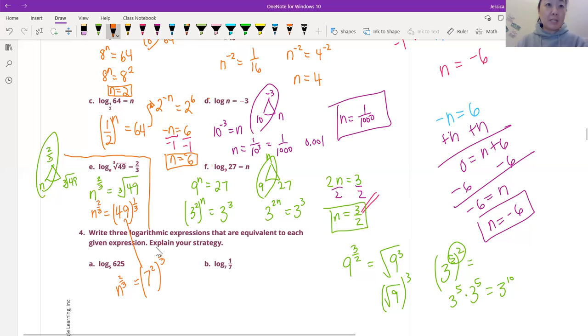So remember what we do with these exponents again? We multiply them. So that's going to be 7 to the 2/3 power is equal to n to the 2/3 power. So what's n? n's got to be 7. Same exponents, so they have to have the same bases. So there we go. Done. Just like that. All right.